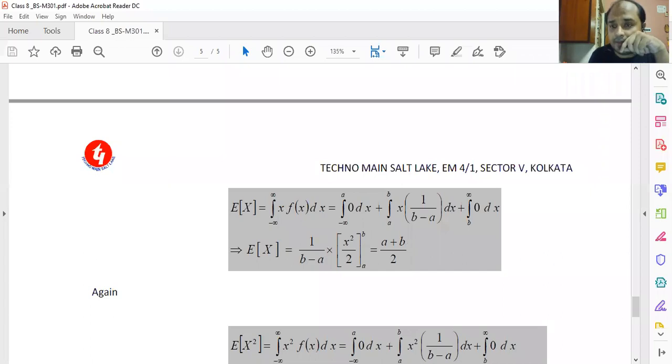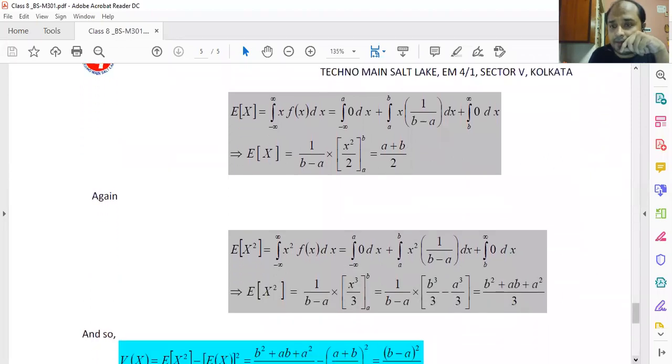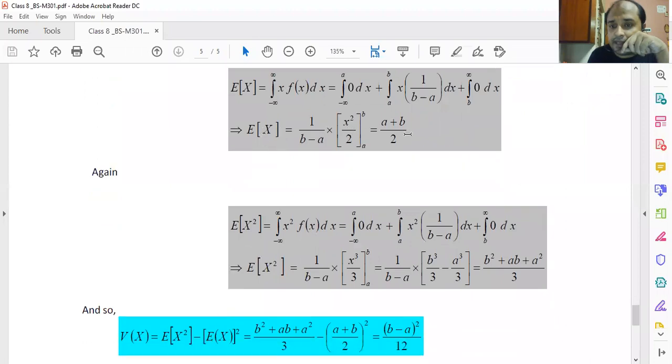Similarly for V(X), we need the formula E(X^2) minus (E(X))^2. E(X) has already been calculated. I need to find E(X^2), which has the formula integral from minus infinity to infinity of x^2 f(x) dx. Integrate this and you will get the expression (b^2 + ab + a^2)/3. You substitute and subtract ((a + b)/2)^2 from that, and you will get the formula (b - a)^2/12.